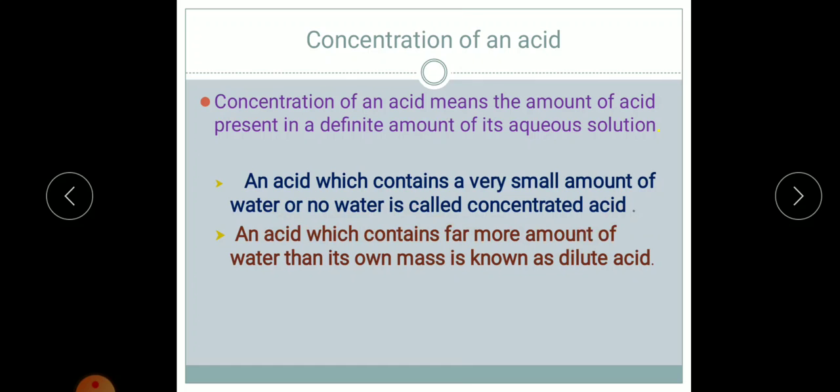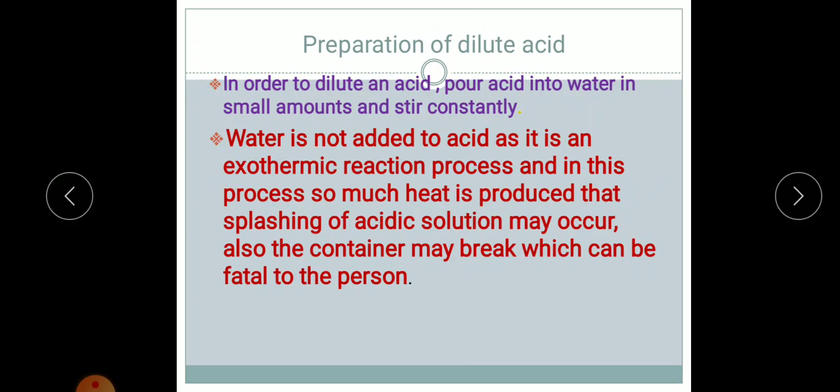Whereas dilute acid means where we have got water content more than the acid. Right. Now, preparation of dilute acid. From concentrated acid, how we can prepare dilute acid is very important to know. In order to dilute an acid, pour acid into water in small amounts and stir constantly.